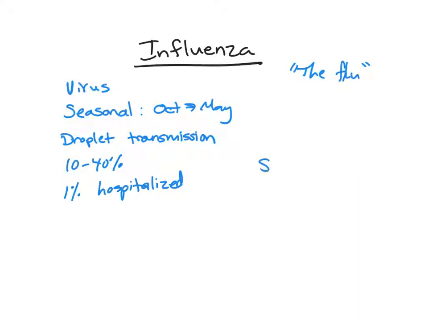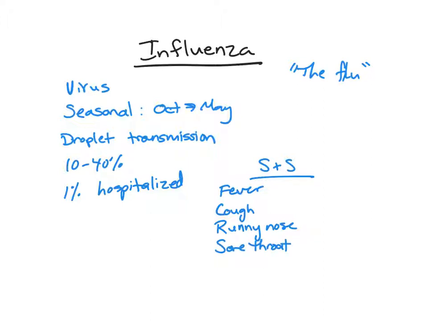The signs and symptoms. First of all, fever. You have to have a fever if you think you have the flu. Then usually some upper respiratory symptoms like cough, runny nose, sore throat. But it does affect your whole body. So a lot of people are very achy. They have malaise, fatigue. And if it's that influenza type B, you might also have some GI symptoms.